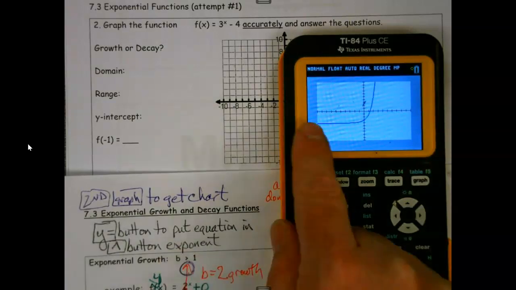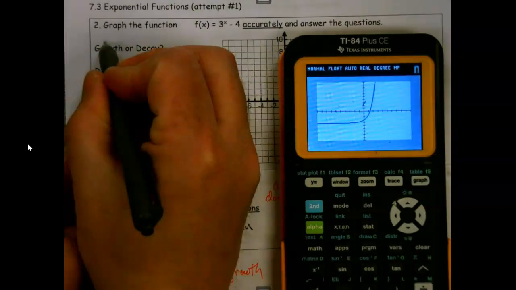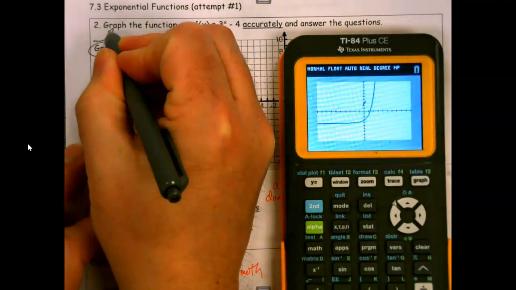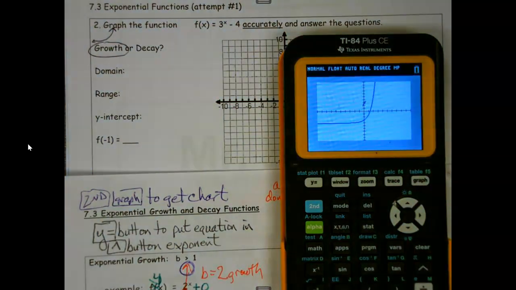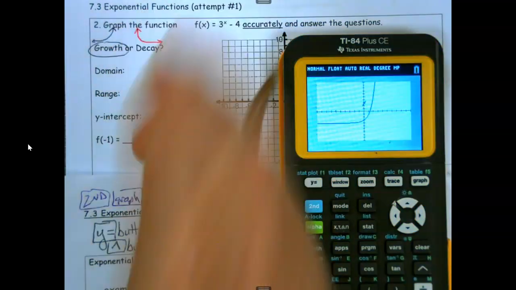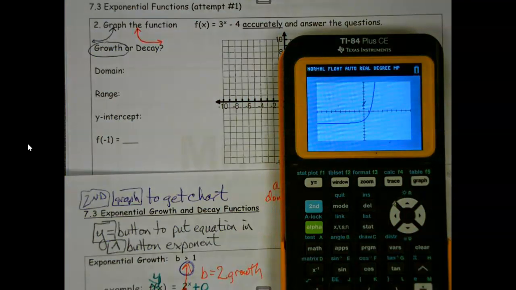There it goes, up to the right. Just as a reminder, if your graph is going up to the right, that's growth. If your graph is going down as it's going to the right, that would be decay. We're just trying to keep these things straight.